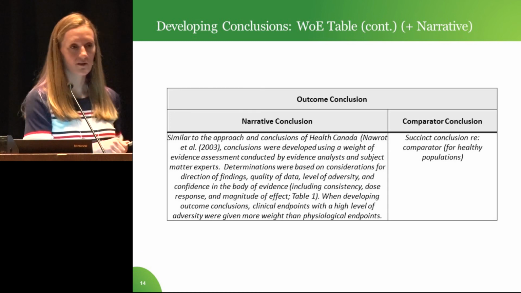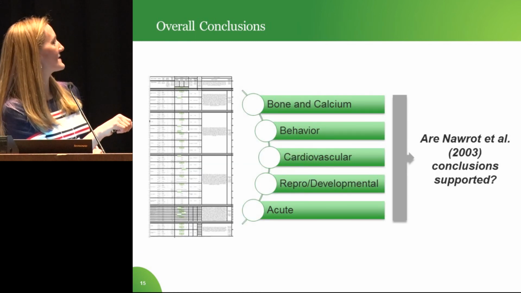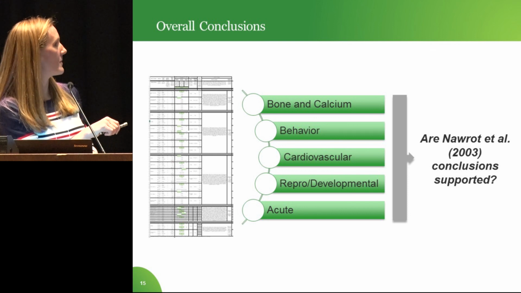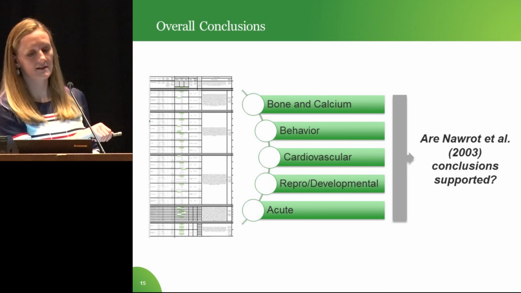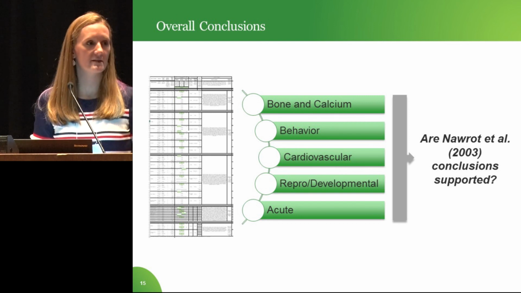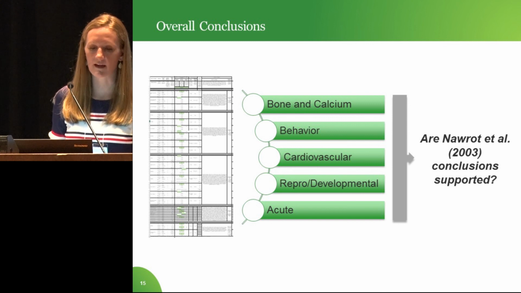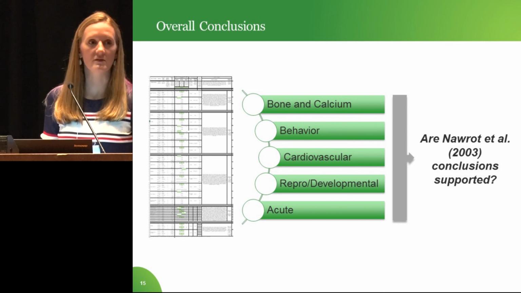And so essentially in the manuscript, this is small on purpose, this is basically all of our results from the manuscript developed on an endpoint basis and an outcome basis. And then at the end, we'll come back together to talk about, once we've gone through each outcome, what our overall conclusions are, i.e. are the Narod et al. conclusions supported.